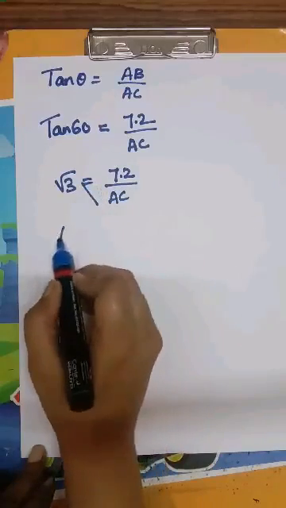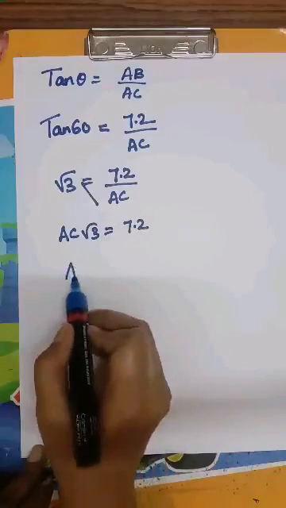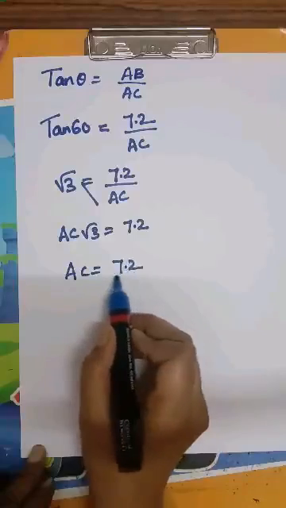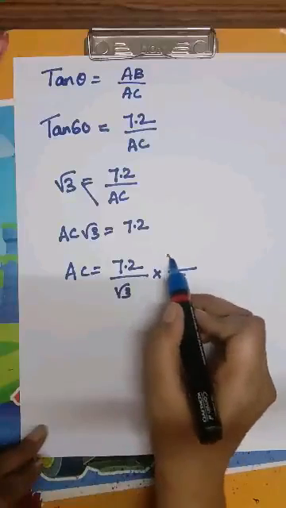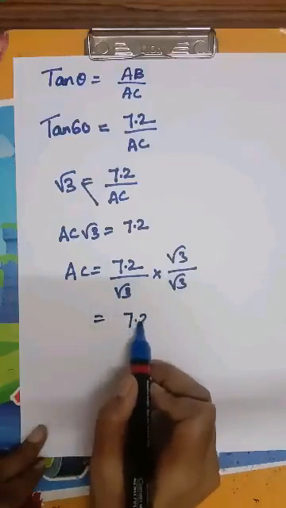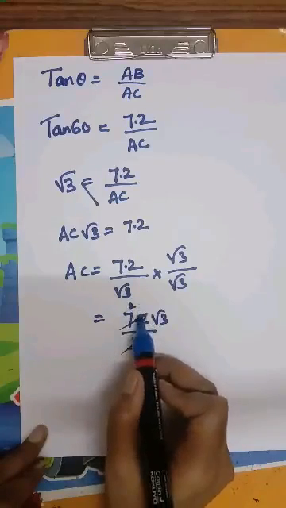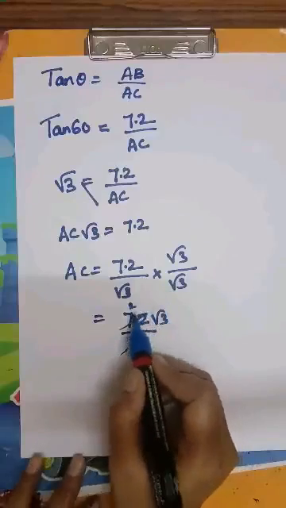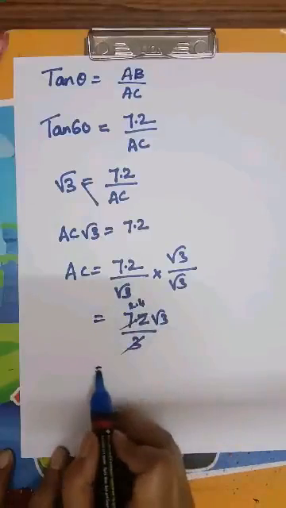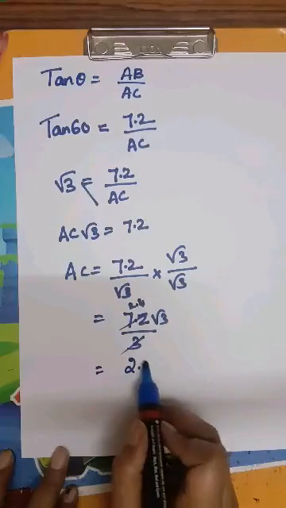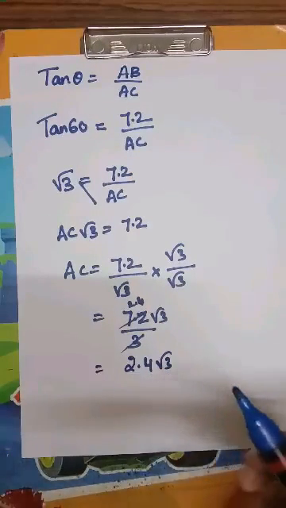इसको इधर भेज दो माँ. AC √3 इज इक्वल्स टू 7.2. AC is equal to 7.2 by √3. रेशनलाइज कर दीजिए माँ. दैट इज 7.2 √3 by 3. 3 1 जा 3 2 जा 6, 3 4 जा 12, दैट इज 2.4 √3. √3 की वैल्यू 1.732 है माँ.